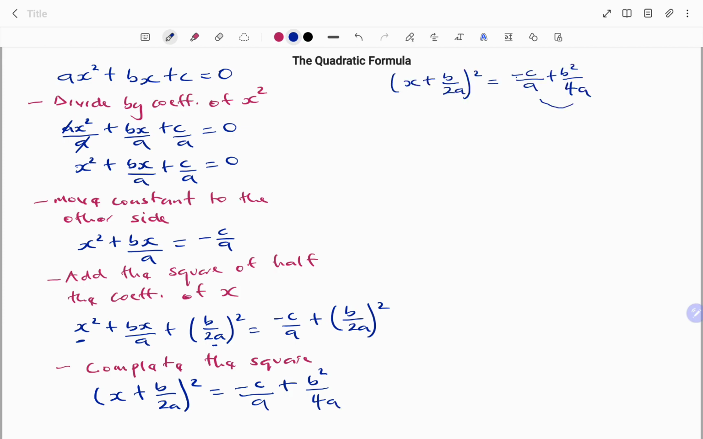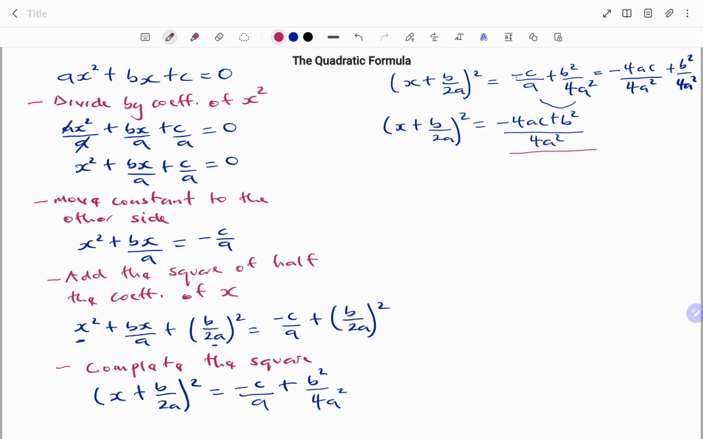I'm going to make the denominators here the same, so I can add. That will be multiplying the left hand side by 4a. This is squared, this is squared. Okay, so I'm going to have minus 4ac over 4a squared plus b squared over 4a squared. Then I have x plus b over 2a all squared equals minus 4ac plus b squared all over 4a squared.